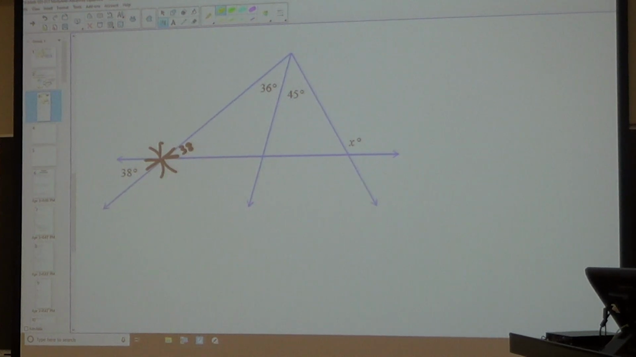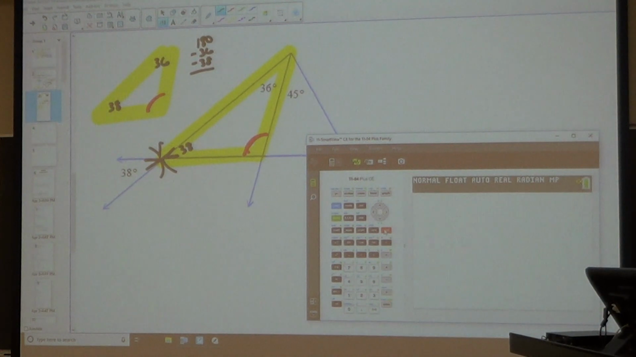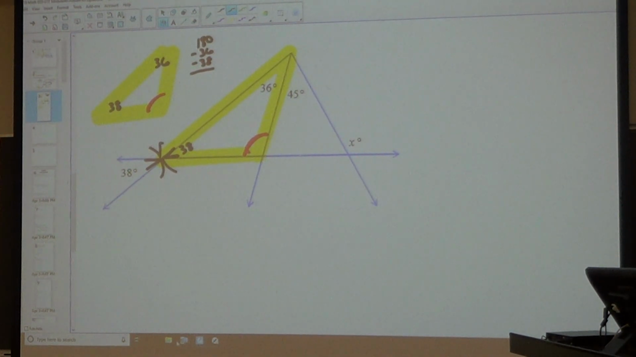We now just jumped into a triangle. So that means we have a 38, a 36, and we're headed towards him. So we're going to do 180 minus 36 minus 38, and that's going to give me my red angle. 180 minus 36 minus 38. So what was that? 106. So 106 is going to be my red angle.